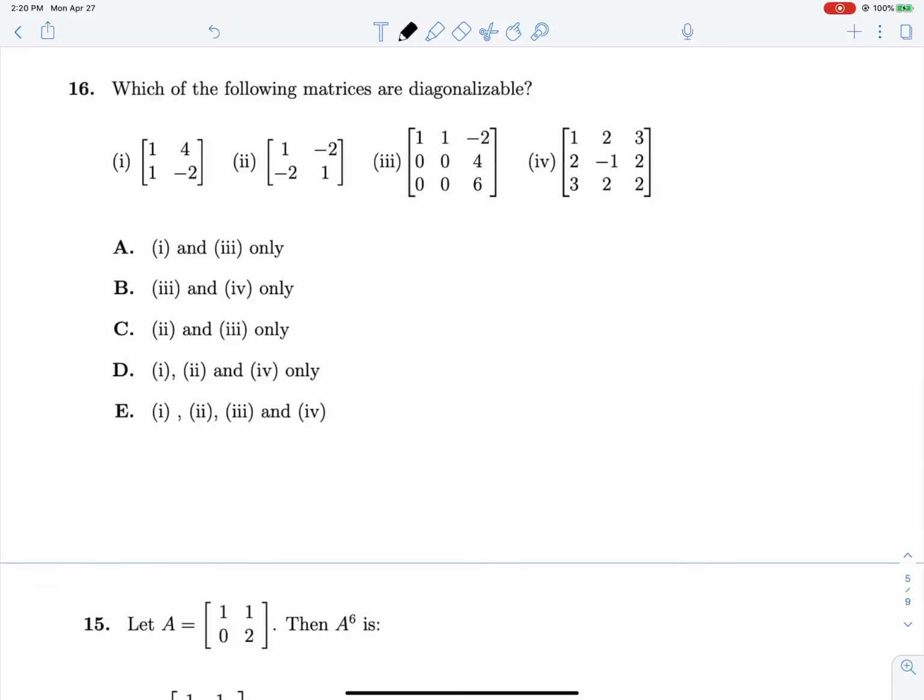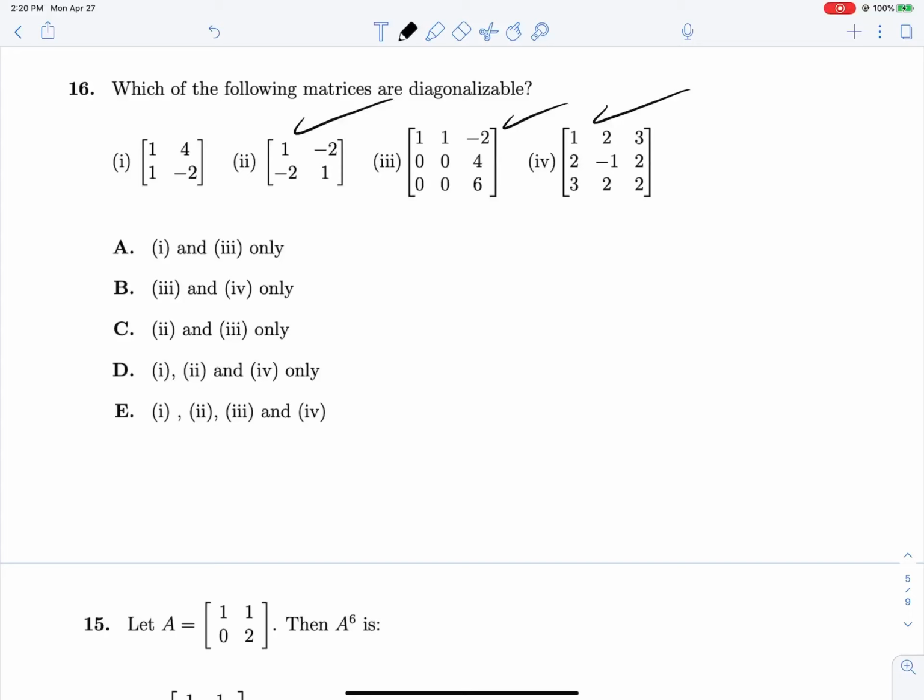Which of the following matrices are diagonalizable? Well, the two rules that we can use here are: any symmetric matrix is diagonalizable, so that's diagonalizable and that's diagonalizable. And any n by n matrix with n distinct eigenvalues is diagonalizable. So this has eigenvalues of 1, 0, and 6. So 3 distinct eigenvalues, 3 by 3 matrix. That one is all good.